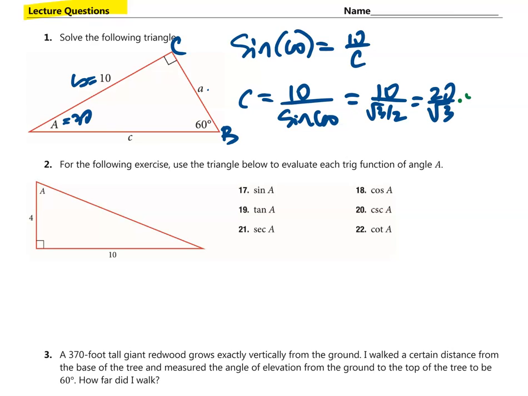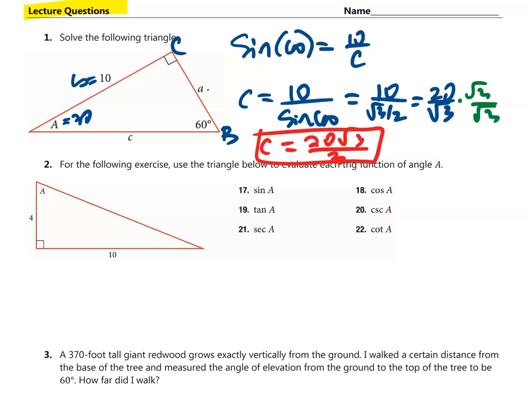Then remember, rationalize the denominator. So that C is 20 square root of 3 over square root of 3 times square root of 3, which is 3. Now we have the hypotenuse. You can solve for the other side, which is A. You can use the Pythagorean theorem.